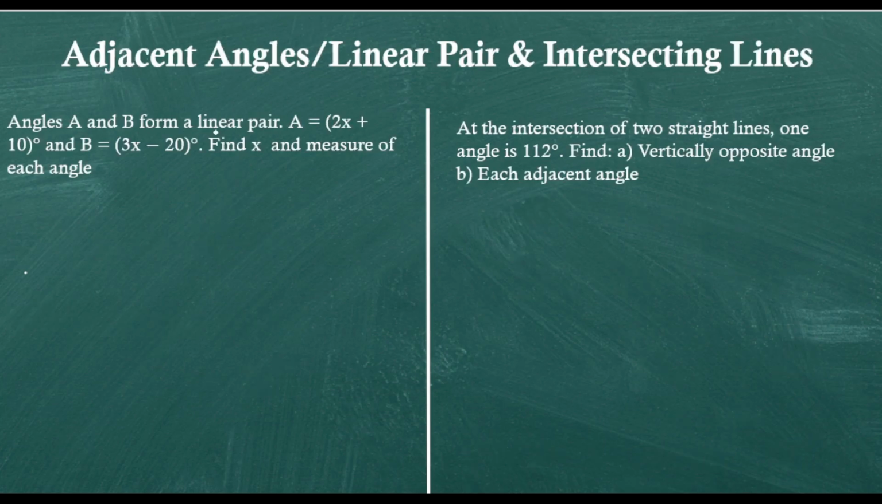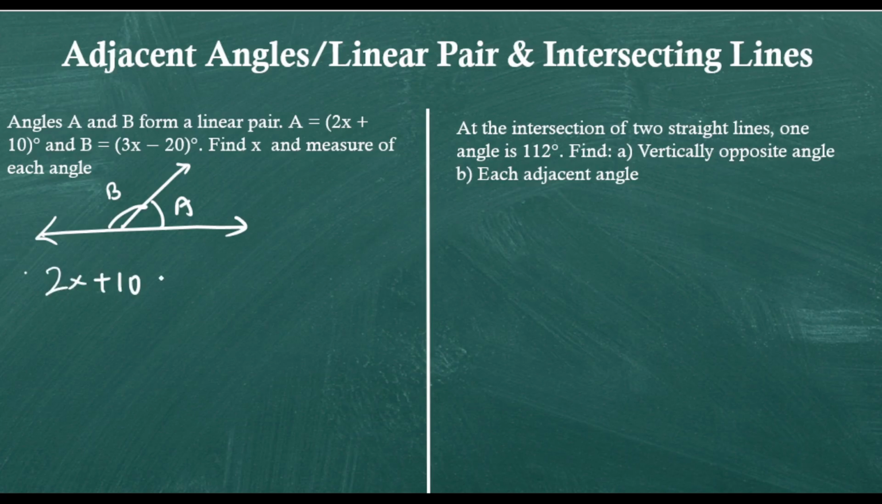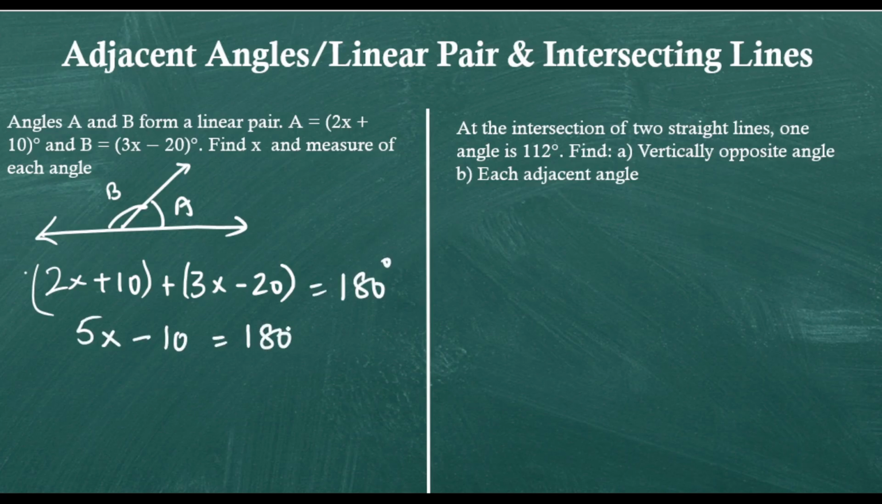The last set of questions is on adjacent angles, linear pair, and intersecting lines. Angle A and angle B form a linear pair. So that means this is a linear pair, this is angle A and this is angle B. They form a linear pair, that means their sum is equal to 180 degrees. A is equal to 2x plus 10 and B is 3x minus 20. So when A and B are added, their sum should come out to be 180 because they are a linear pair. 2x plus 3x is 5x, 10 minus 20 is negative 10, equals 180 degrees.